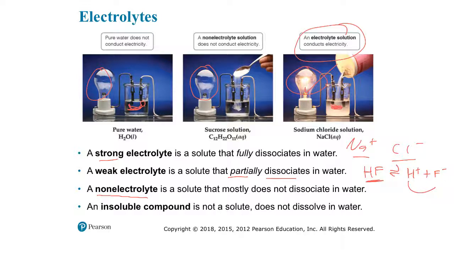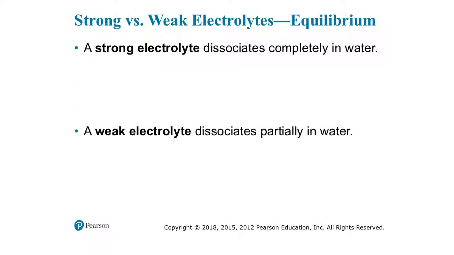And then some compounds are just insoluble, in that they don't dissolve in water at all. Of course they're not going to have any ability to make the light bulb light up if that compound simply doesn't dissolve. An insoluble compound is not a solute in the solution, therefore it doesn't dissolve, therefore it can't possibly make ions within the solution.